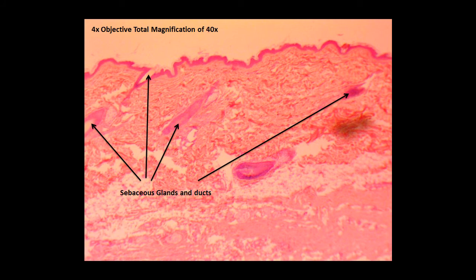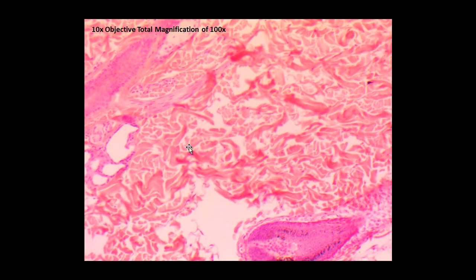Here we're using the 10x objective for a total magnification of 100x, and at this level we can see these collagen fibers. Now notice the collagen fibers don't all go in the same direction. This provides a very tough and strong tissue that underlies the epidermis that provides support and strength no matter which way the stress occurs. Here we can see some collagen fibers, and this is the first time we can really clearly see some nuclei of the fibroblasts.